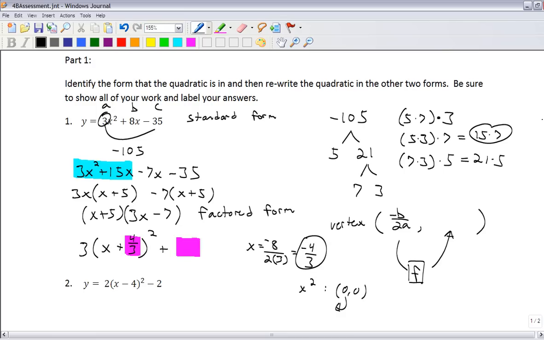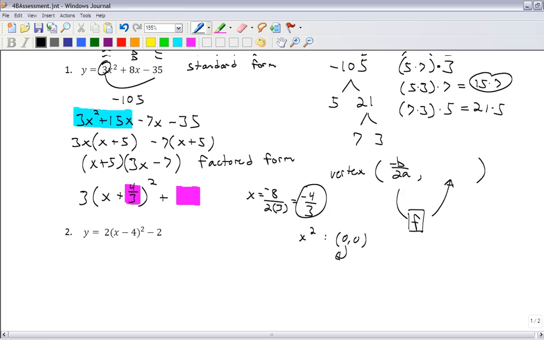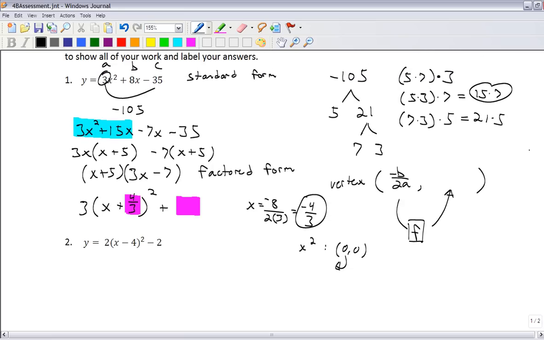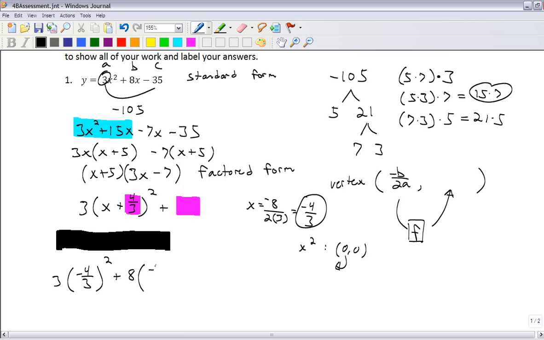Alright, well, I can already see I should have given you more room, and I apologize. So let's pretend number 2 isn't there right now. So negative 4/3 into the equation: 3 times negative 4/3 squared plus 8 times negative 4/3 minus 35.